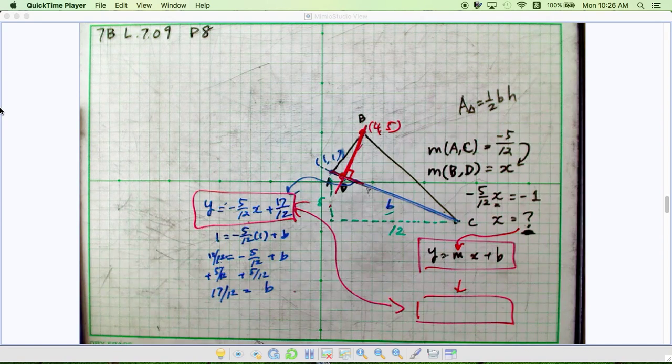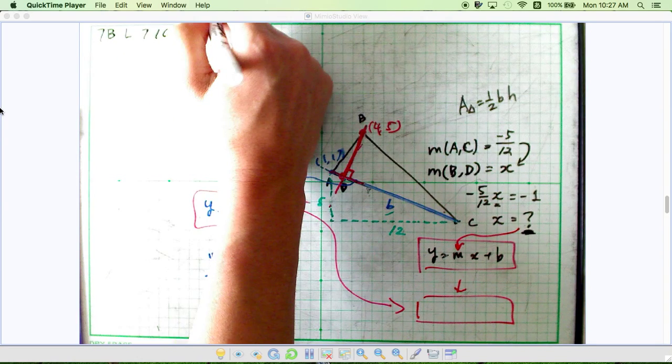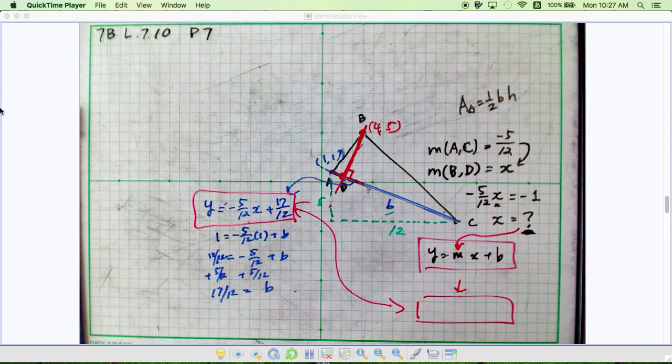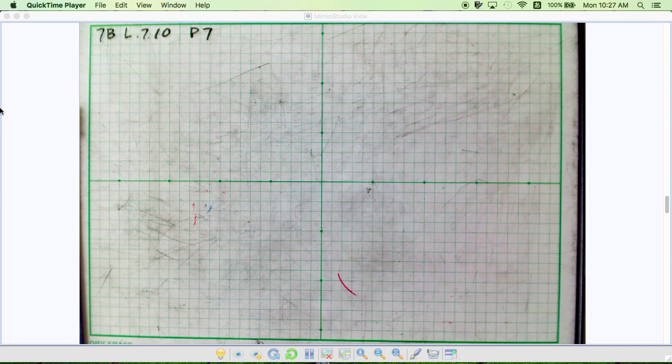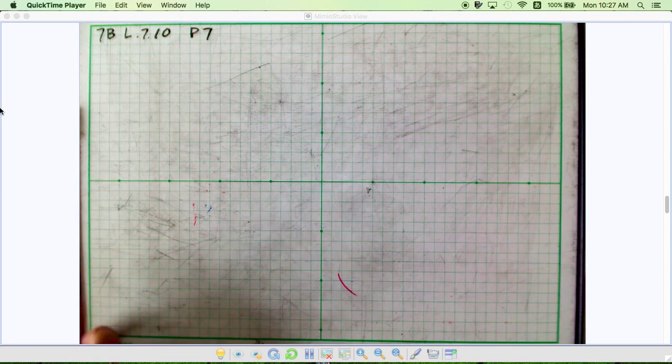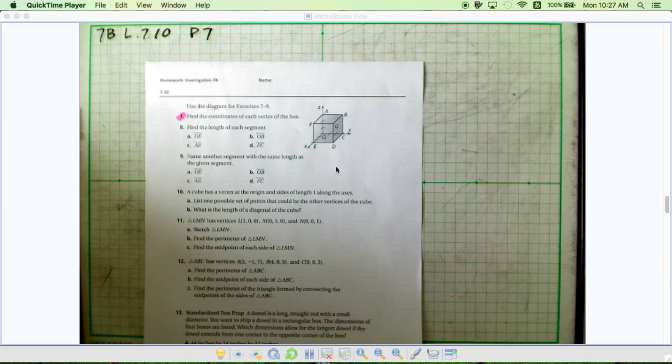Okay, let's move on to lesson 7.10. Problem number 7. So we kind of have to use something different here. Well, we can actually look at this one. Right. Let's zoom in.